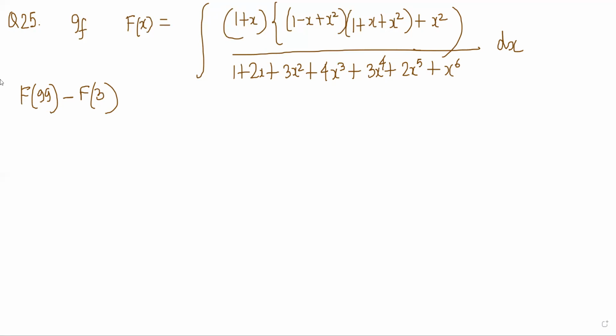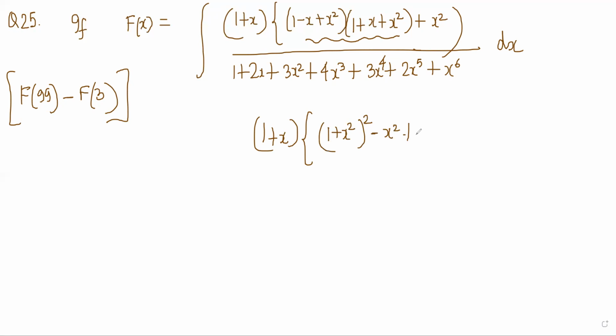Okay, and we have to find the GIF of this. So this part actually is, if you simplify that part using the a square minus b square formula, you have 1 plus x square whole square minus x square plus x square. So this cancels and this becomes just this, divided by this expression. So this expression I can simplify like this: 1 plus 2x plus x square plus 2x square.